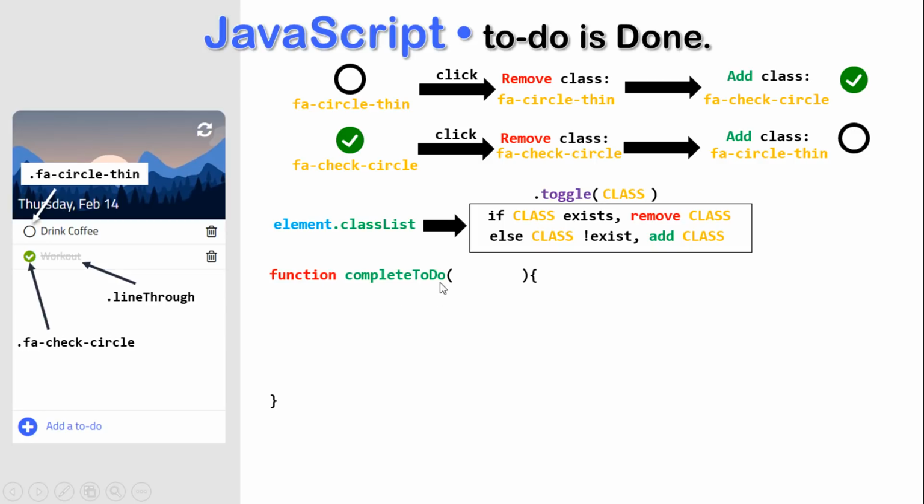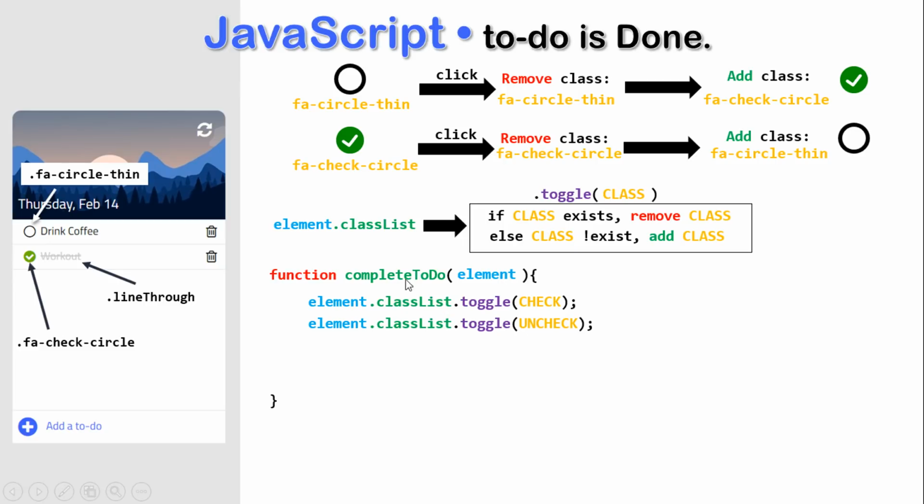Now, we will create a function called completeToDo. This completeToDo function will be run whenever the user clicks on these buttons. This function would take the element as a parameter. Then we will say element.classList.toggle(check). So if the check is in the class list, we will remove it. Otherwise, we will add it to the class list. Also, we will need to remove the uncheck if it's in the class list. Otherwise, add it to the class list.